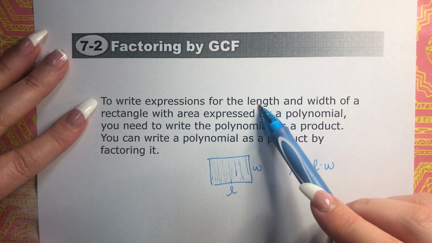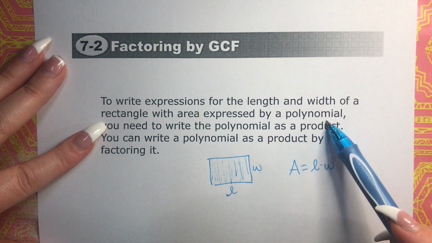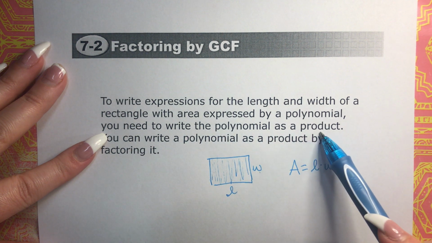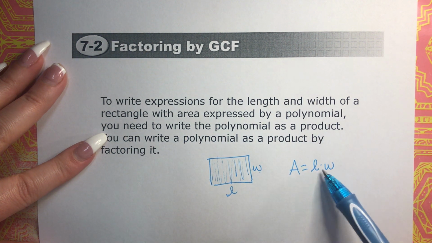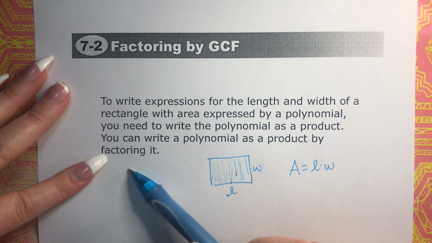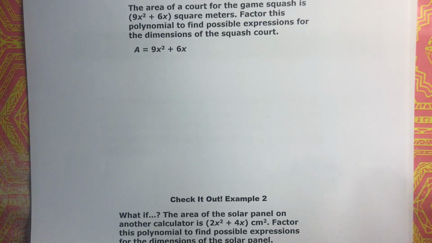So it says to write expressions for the length and the width of a rectangle with area expressed by a polynomial, you need to write the polynomial as a product, right? Length times width, that's a product. You can write a polynomial as a product by factoring it. Okay, so let's look and see what they're talking about here.